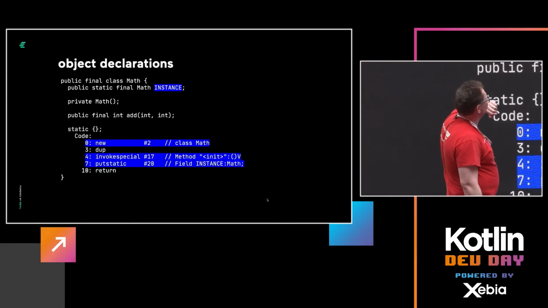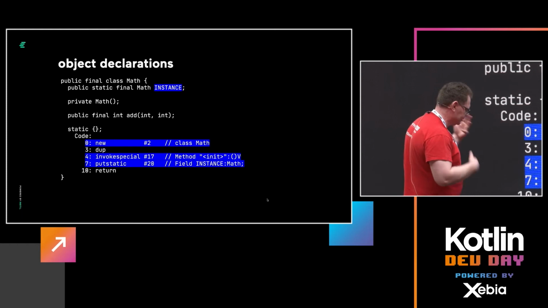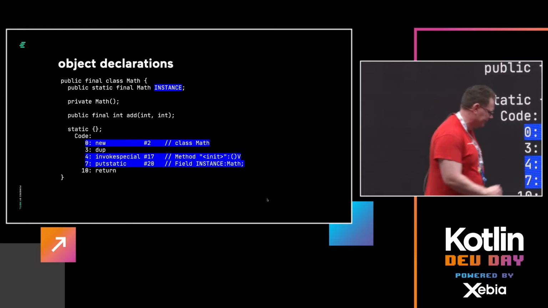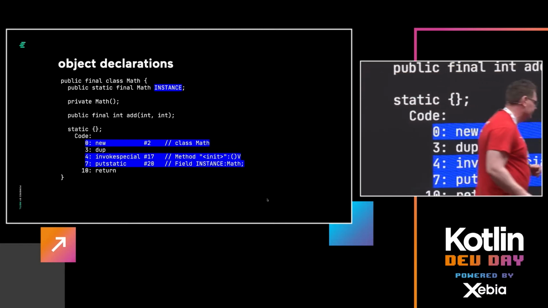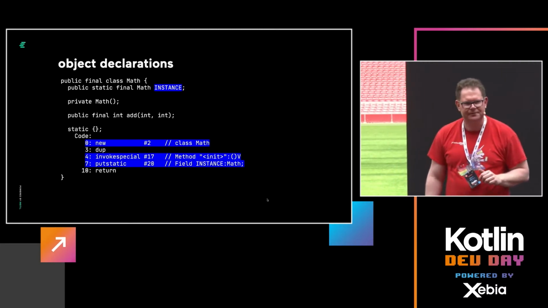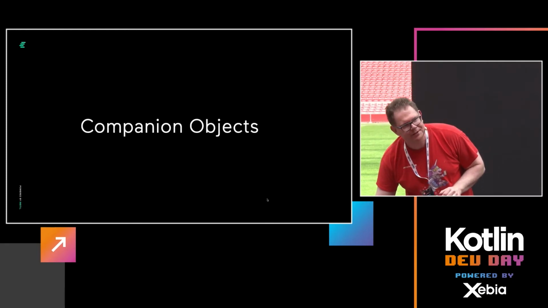So Math is just a class. Inside there, we have a static final field called INSTANCE. And then we have the static initializer block, which is run whenever the class is loaded in. And if you look at the highlighted bytecode, you can see that we're creating a new instance of the type. We're running its <init>, which is what the constructor gets compiled into. And then we're storing the value into this static field. So it's just the singleton pattern being applied for us.